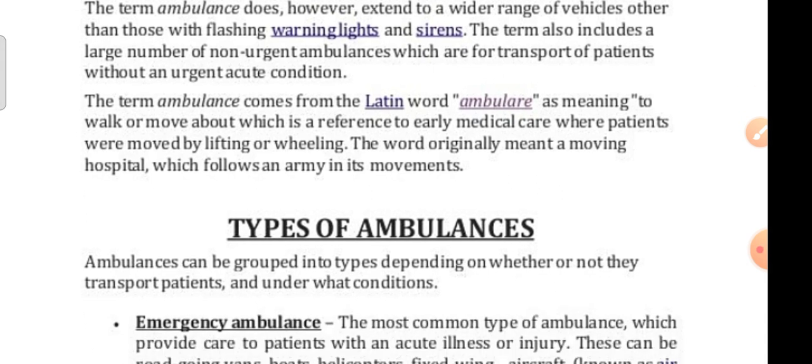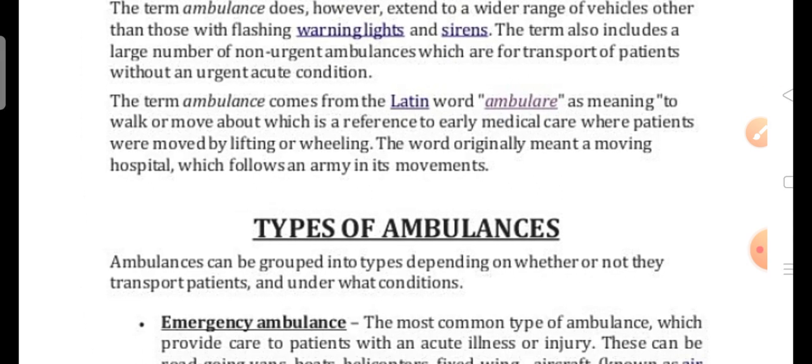I have already given that the term ambulance comes from the Latin word ambulare. Exactly, you can write these points.